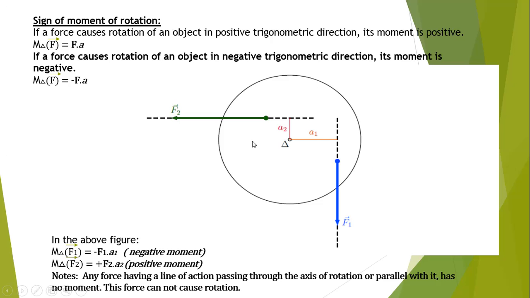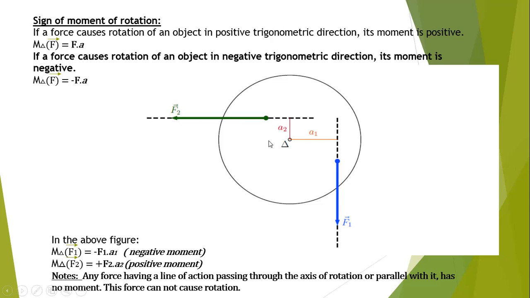Consider this figure where we represent two forces, F1 in blue and F2 in green. This is the line of action of F1, and this is the lever arm, or the distance, relative to F1, and A2 the distance relative to F2. A1 is the perpendicular issued from the axis of rotation to the line of action of the force F1, and A2 is the perpendicular issued from the axis of rotation to the line of action of the force F2.